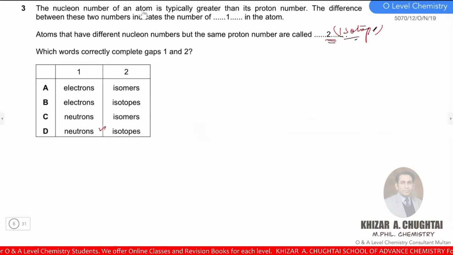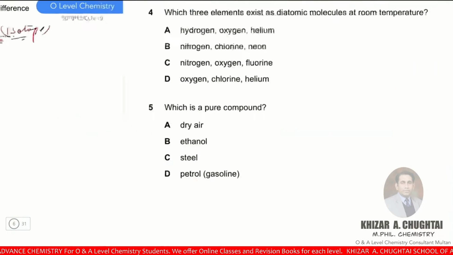Once again, the nucleon number of an atom is typically greater than its proton number. Why are these 2 numbers different? The nucleon number is greater than the proton number because of the neutron. So gap 1 is neutron, gap 2 is isotope. D is the correct option.